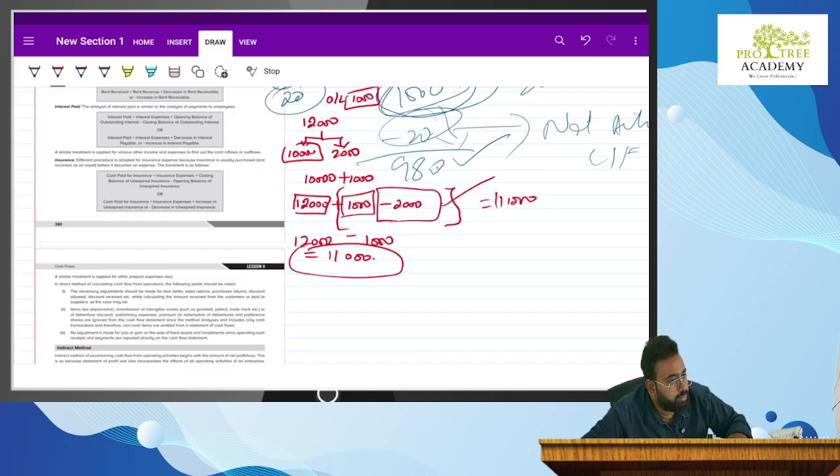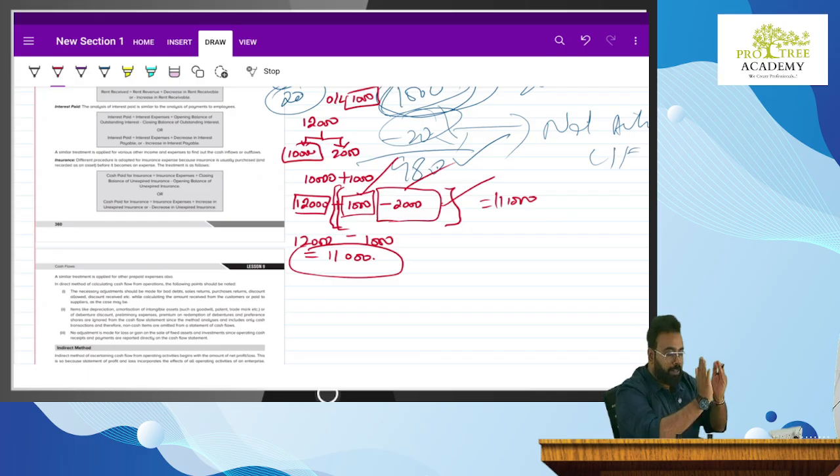So nothing but increase and decrease, don't get confused. Increase or decrease we are getting only because we are having opening and closing. When we compare my opening payable and closing payable, if it has gone up, it is increase, sir. If it has come down, it is decrease, sir.